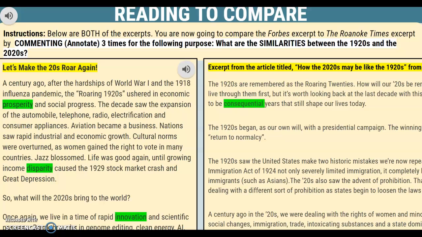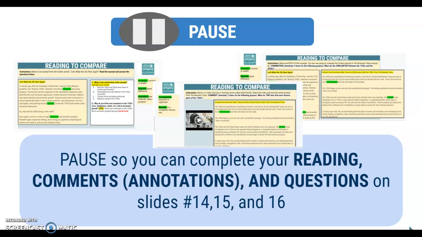Finally, we're going to reread both articles to find the similarities between the 1920s and the 2020s. Go ahead and pause here so you can complete your reading, comments or annotations, and questions on slides 14, 15, and 16.